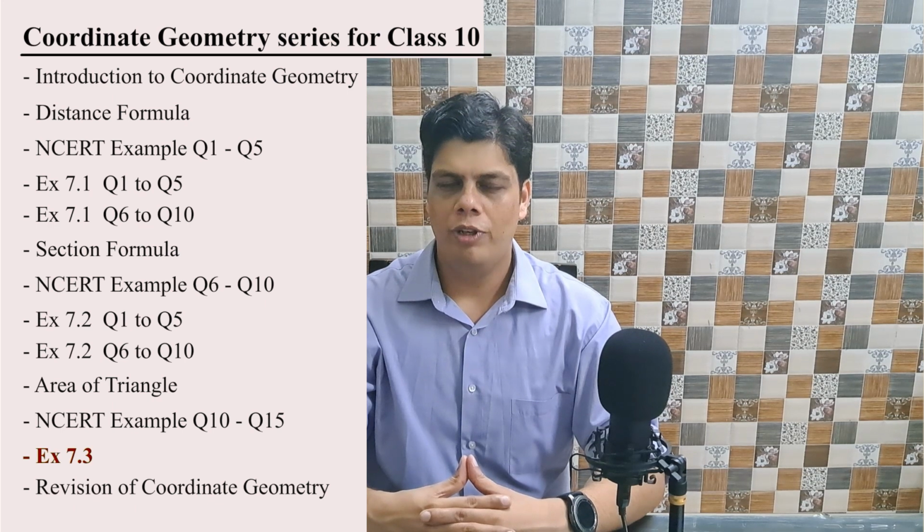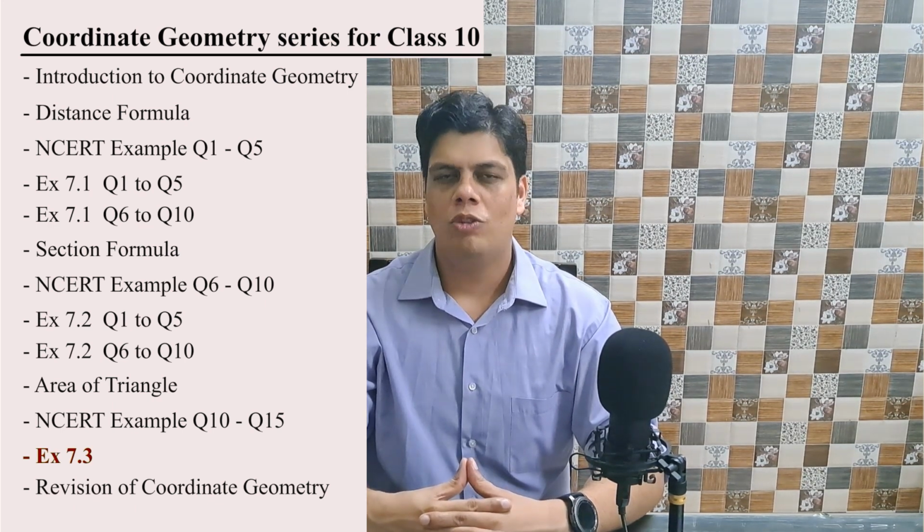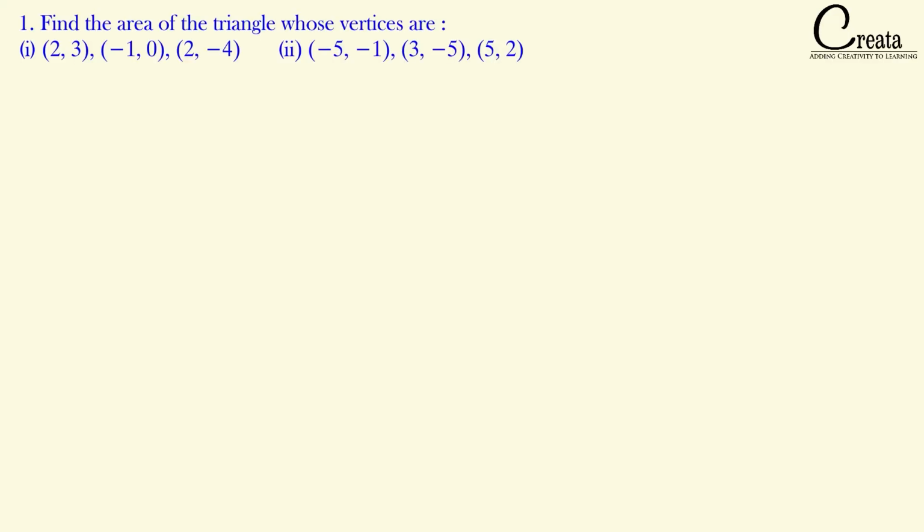In this lecture, we will cover exercise 7.3 related to area of the triangle. So without taking any further time, let's start with exercise 7.3. Question number 1, here it is. Question number 1 is find the area of the triangle whose vertices are. It is having two parts. Firstly, let's take the first part. That is 2, 3, minus 1, 0 and 2, minus 4.